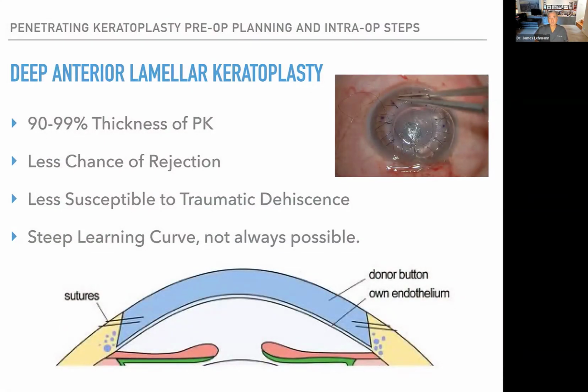Sometimes an option for patients with corneal scars is a deep anterior lamellar keratoplasty. Many of you know what this is. As you can see in the photo at the bottom, it's keeping 0 to 10% of their cornea and just transplanting the posterior stroma on up. It has less chance of rejection and it's less susceptible to traumatic dehiscence. However, it is much more difficult to perform and it's not always possible. If they have full thickness scar or full thickness injury or a history of keratoconus with hydrops, you can't always do the dissection or pneumatic dissection in order to do the DALK, rather.